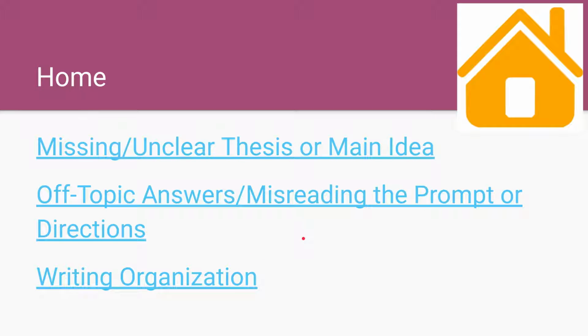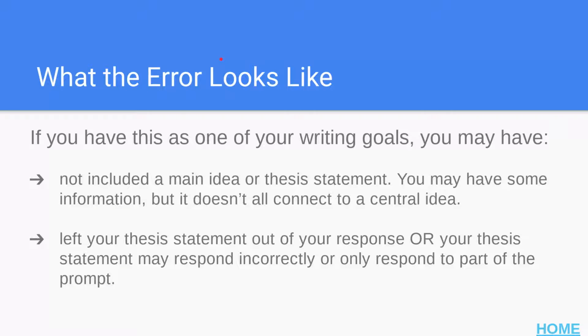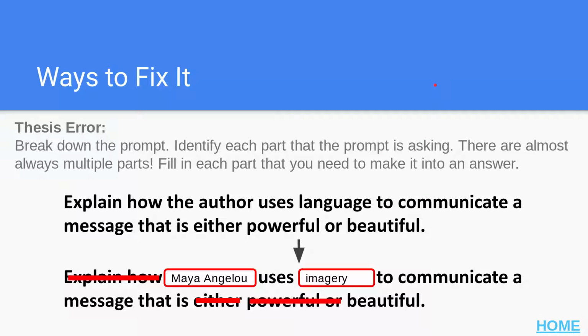If you wanted to just quickly jump to an item, you can click on the hyperlink and it'll take you to the corresponding slide. So for example, the missing/unclear thesis or main idea slides. There's always a slide that goes over what the error looks like, so you can look at that there. And then the next slide will have ways to fix that error, and it gives you examples to work with.